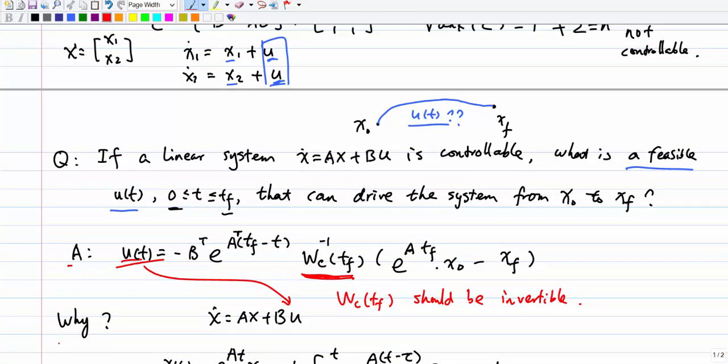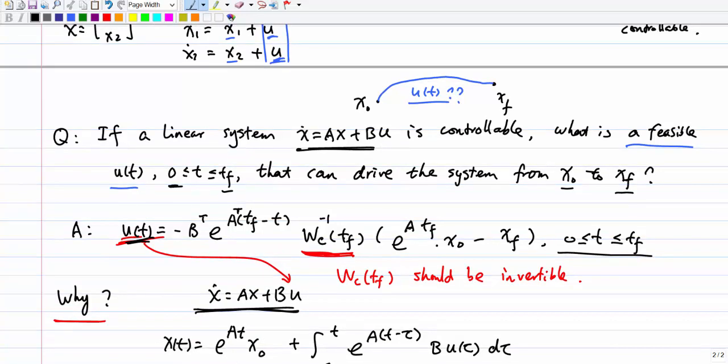Okay, the next question is why. Why is this a valid u(t), of course for t from 0 to tf? Why is this a valid control input that can drive my state from x0 to xf over the time from 0 to tf? To check if this is true, we just use this u(t) and try to solve for the linear time invariant system. We're trying to figure out what x(tf) is, and to verify that it gives me xf.